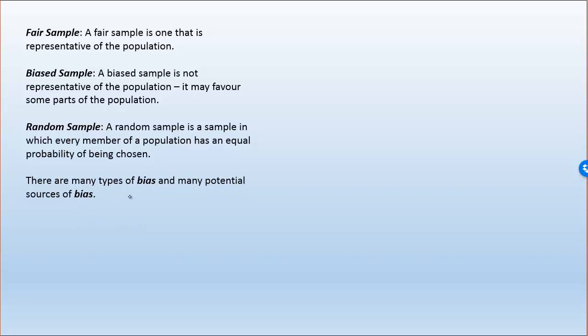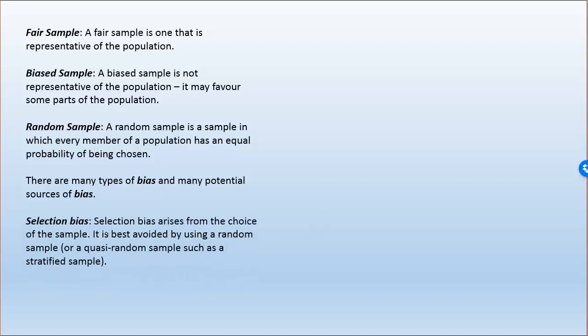There are many types of bias and many potential sources of bias. Selection bias is one. Selection bias arises from the choice of the sample. It is best avoided by using a random sample or a quasi-random sample such as a stratified sample. We'll look at stratified samples a bit later.